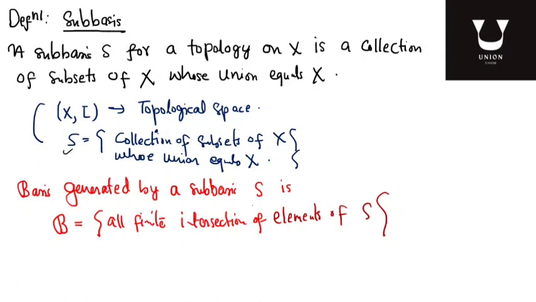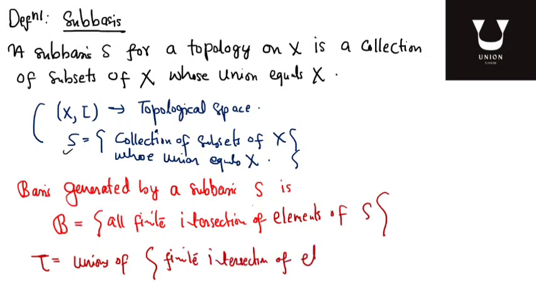So the topology tau, if I denote tau to be the topology generated by script B, is equal to the collection of all possible unions of elements of script B, that is, unions of finite intersections of elements of S. So tau contains all possible unions of all finite intersections of elements of S, because I have already proved that if you have a basis, then the topology generated by the basis is equal to the unions of elements of B. Okay, clear?